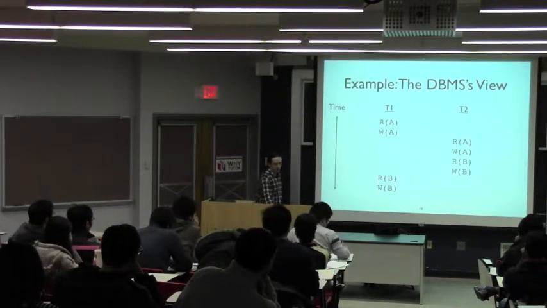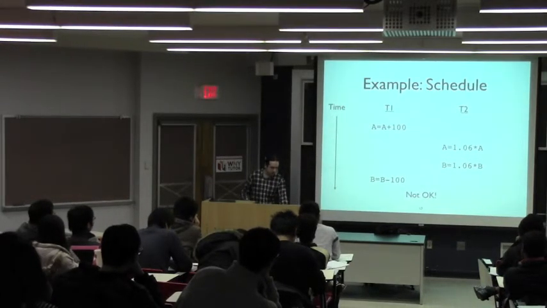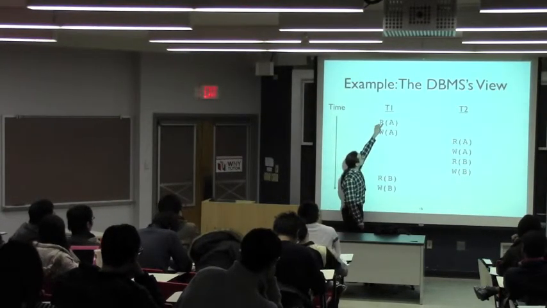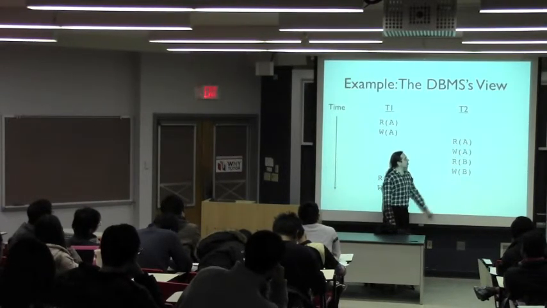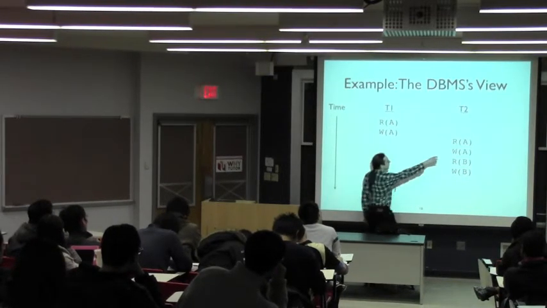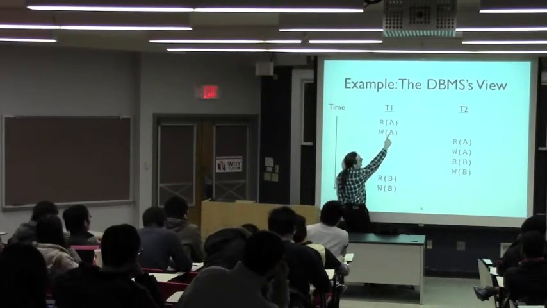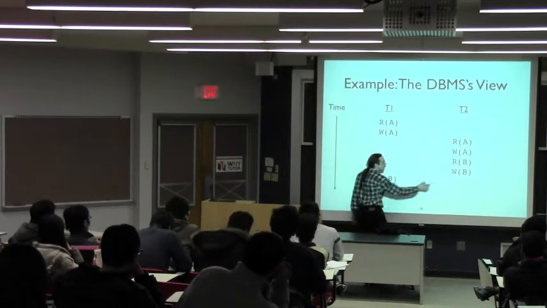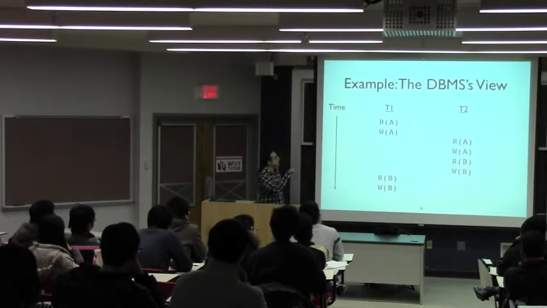you don't see the individual arithmetic that goes on here. What you do see is essentially a series of reads and writes. So operation one reads from A, writes to A. Same here, reads from A, writes to A. And the distinction is that this read, so T2, sees a value of A that was modified by T1. T1 sees a value of B that was modified by T2. So you have this cycle.